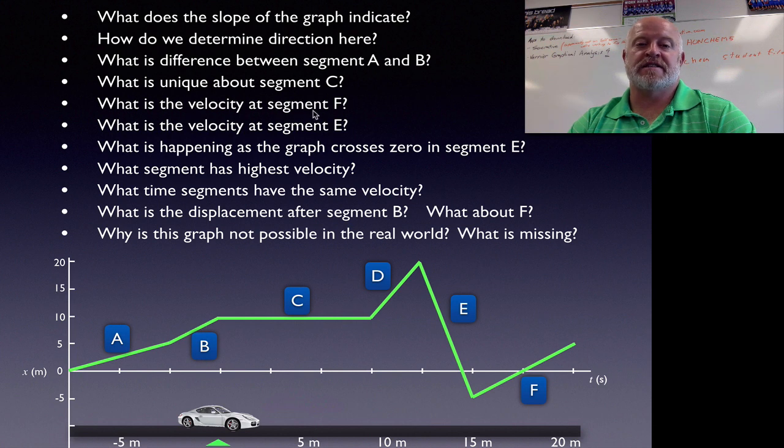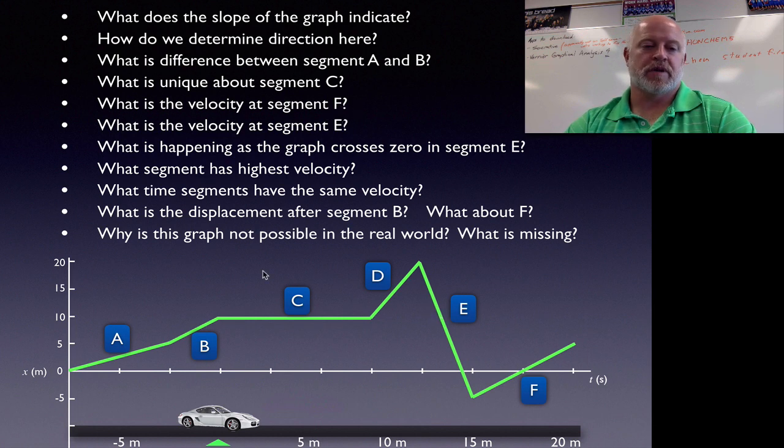What is the velocity at segment F? So now calculate it, right? So we start at -5, we go up to 0, and we go up to 5. So we went 10 meters in 2 seconds. So 10 divided by 2 is 5 meters per second. Okay, so we actually can calculate the velocity using the graph. It would be a positive 5 meters per second.